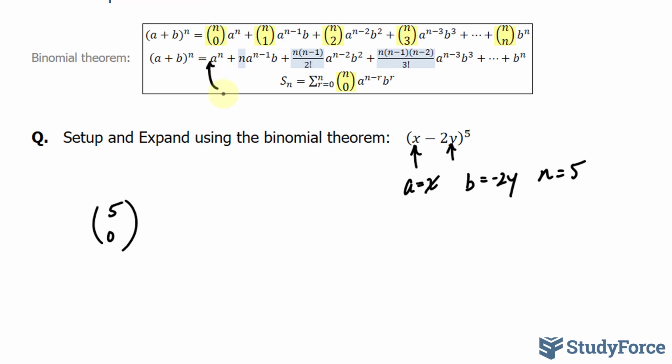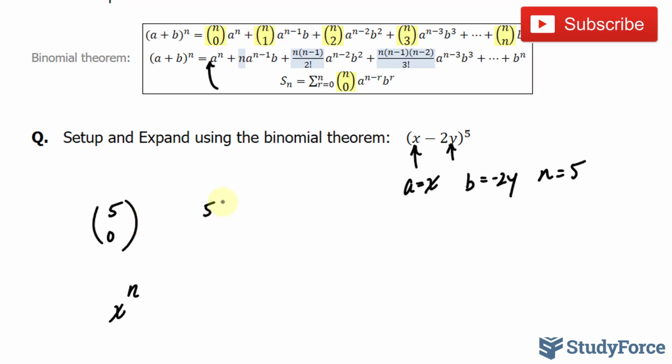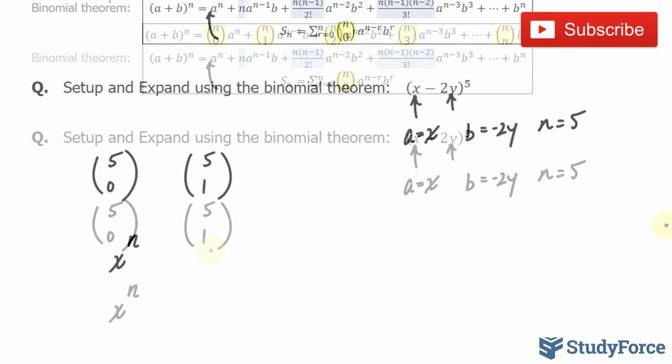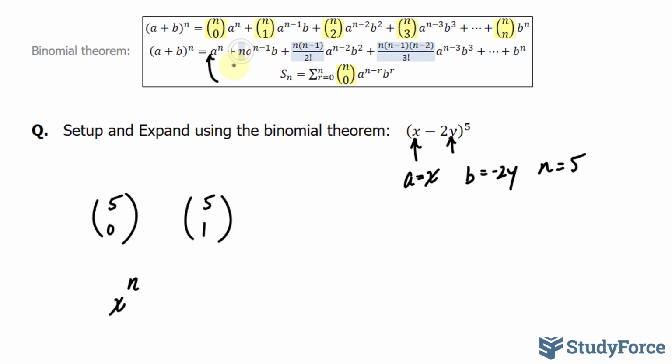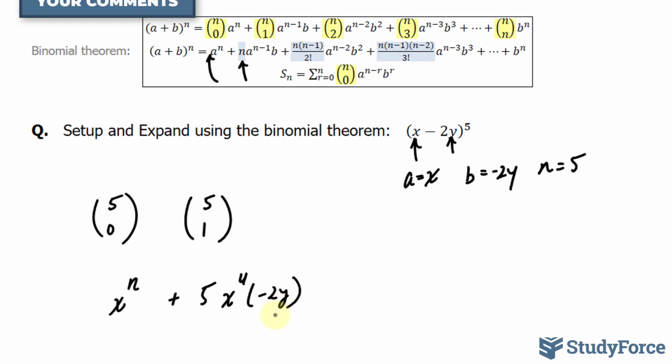Hence, we have a to the power of n. Our a is x. X to the power of n is for the first one. And of course, don't forget to substitute the n with a 5. Then we have 5 above 1. And 5 above 1 is the exact same thing as simply n, as highlighted in blue here. So we have x to the power of n plus our second term is 5. A is x raised to the power of n minus 1, which is 4, times b, negative 2y. We'll do one more term and then I'll show you the final expression.